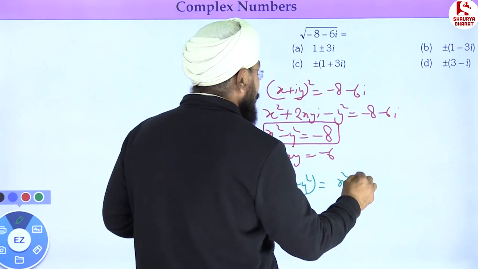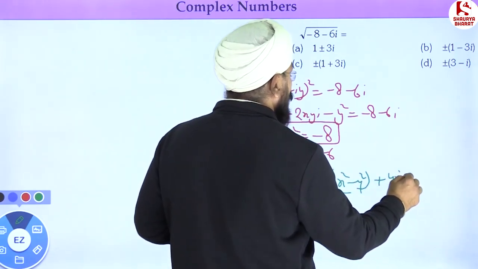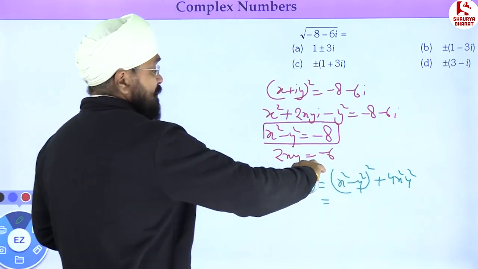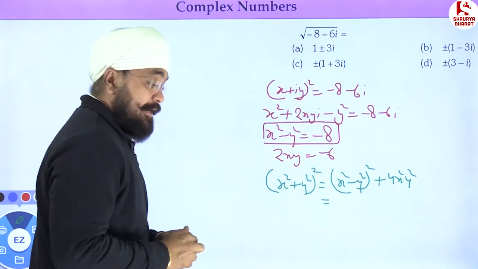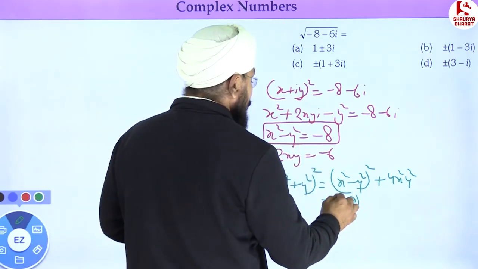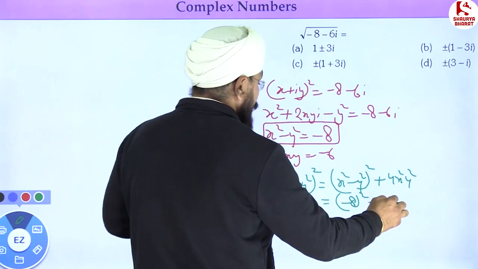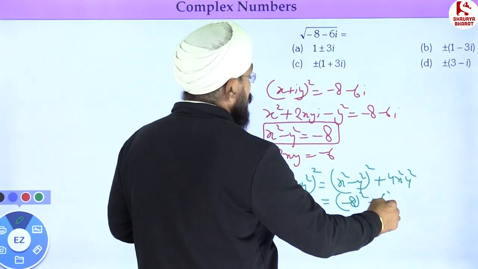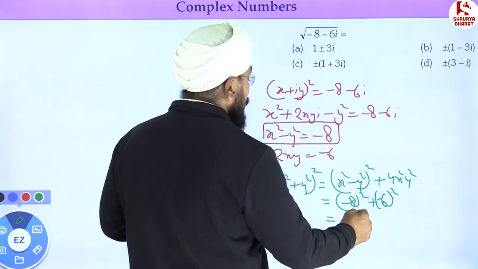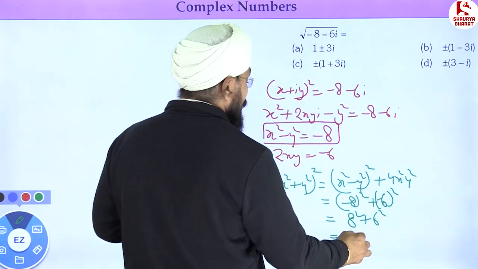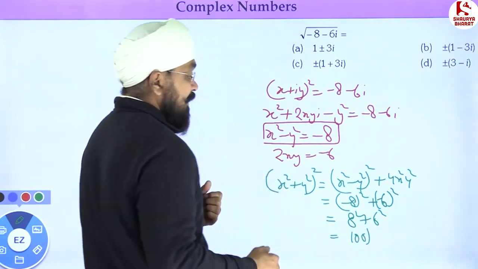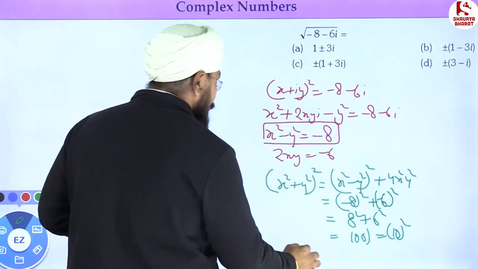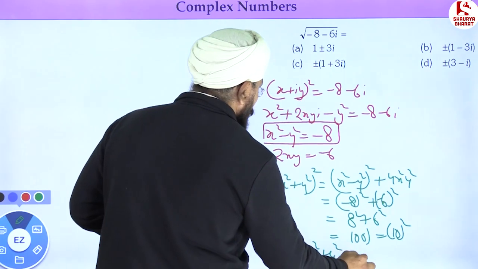Now, apart from this, we have one identity: x square plus y square whole square is equal to x square minus y square whole square plus 4 times x square y square. Clear? I am going to do this as minus 8 square, and this is minus 6 whole square, which is 36. So this is equal to 8 square plus 6 square. This is again a Pythagorean triplet which will give you 100, and 100 is the square of 10. So we have x square plus y square is equal to 10.